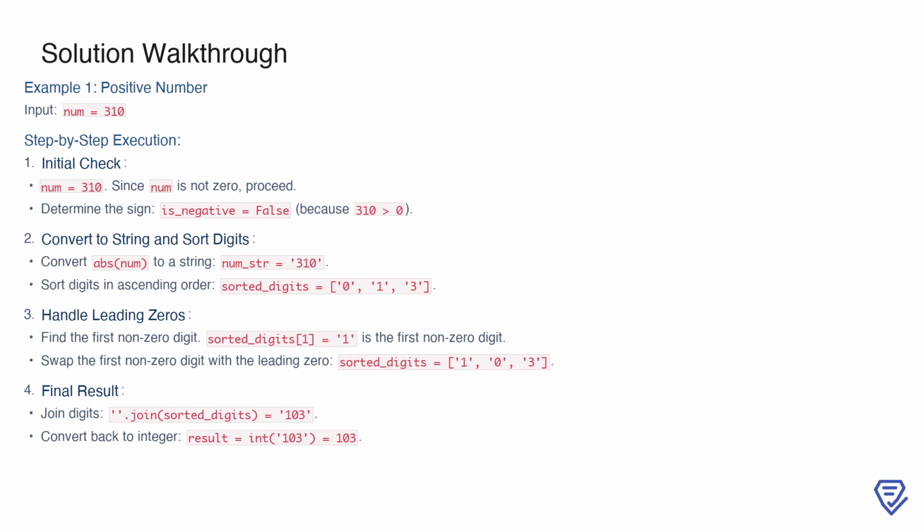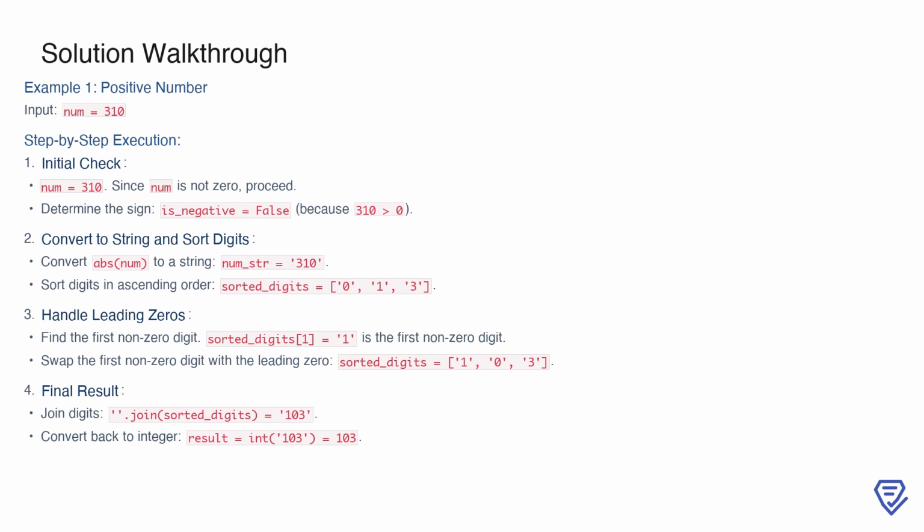We then sort the digits of this string in ascending order, which gives us sorted_digits equals 0, 1, 3. Now, we need to address the issue of leading zeros. We locate the first non-zero digit, which is sorted_digits[1] equals 1, and swap it with the leading 0. After this step, sorted_digits becomes 1, 0, 3. Finally, we join the digits into a single string, producing 103, and convert this back into an integer.